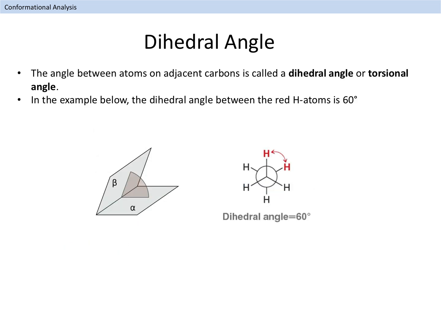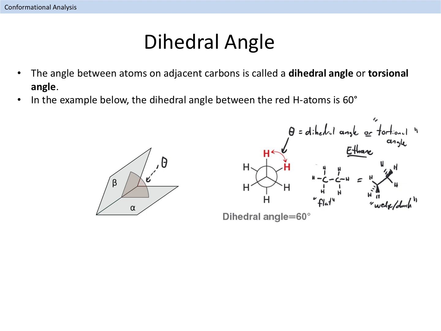Now that we have seen how to draw Newman projections, let's look at how they can be used in conformational analysis. Recall that the dihedral angle, represented by the symbol theta, is used to describe the separation between 2 groups that are attached to adjacent atoms. This angle is also sometimes called the torsional angle. Newman projections allow us to easily see the dihedral angles between various atoms within a structure. As a first example, let's look at the conformational analysis for the molecule ethane.